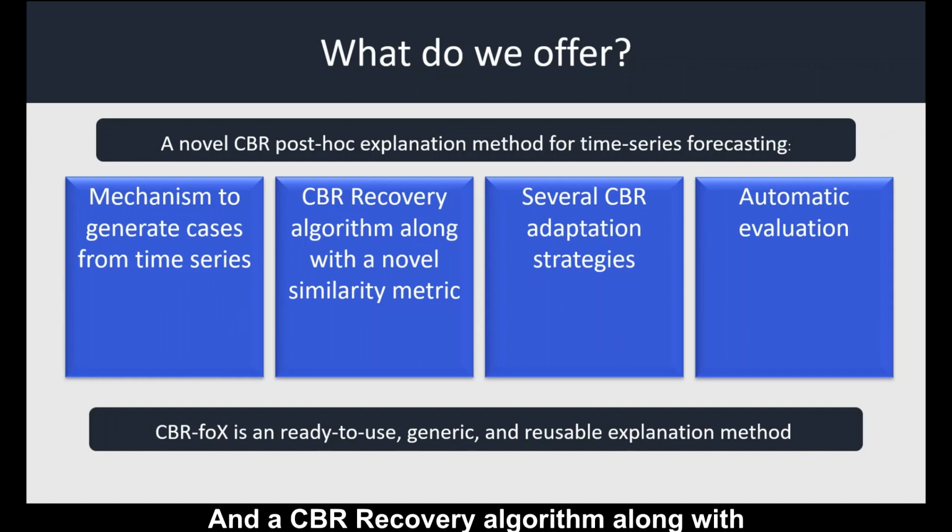And a CBR recovery algorithm along with a novel similarity metric which allows detecting which cases are most like the target. Several CBR adaptation strategies, an automatic evaluation for the most like cases, and this method is ready to use and generic for any time series forecasting model.